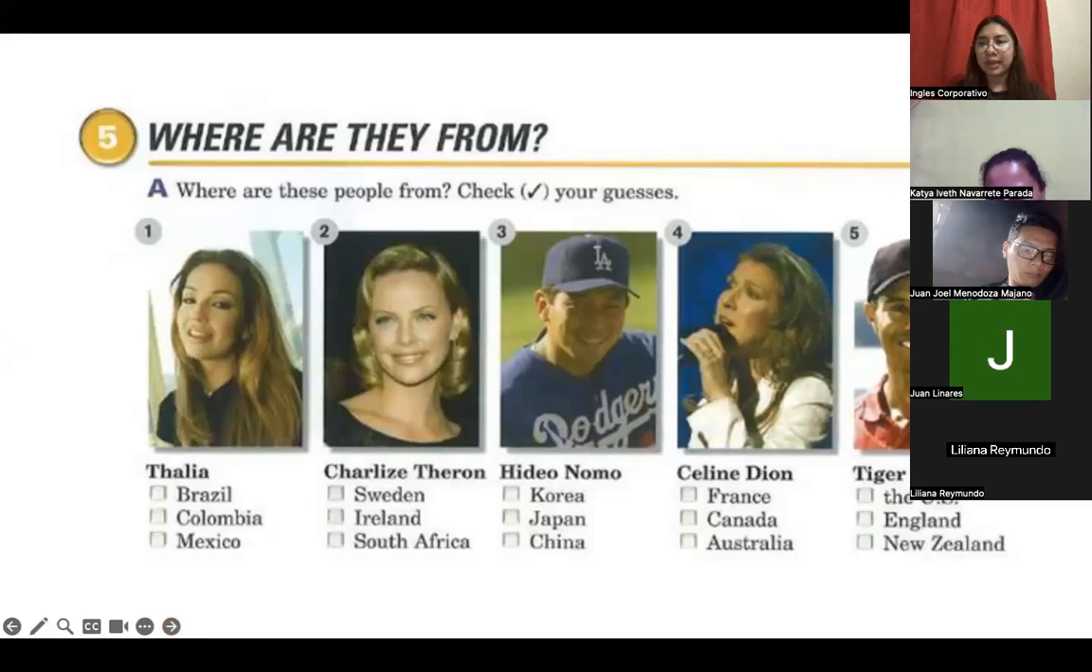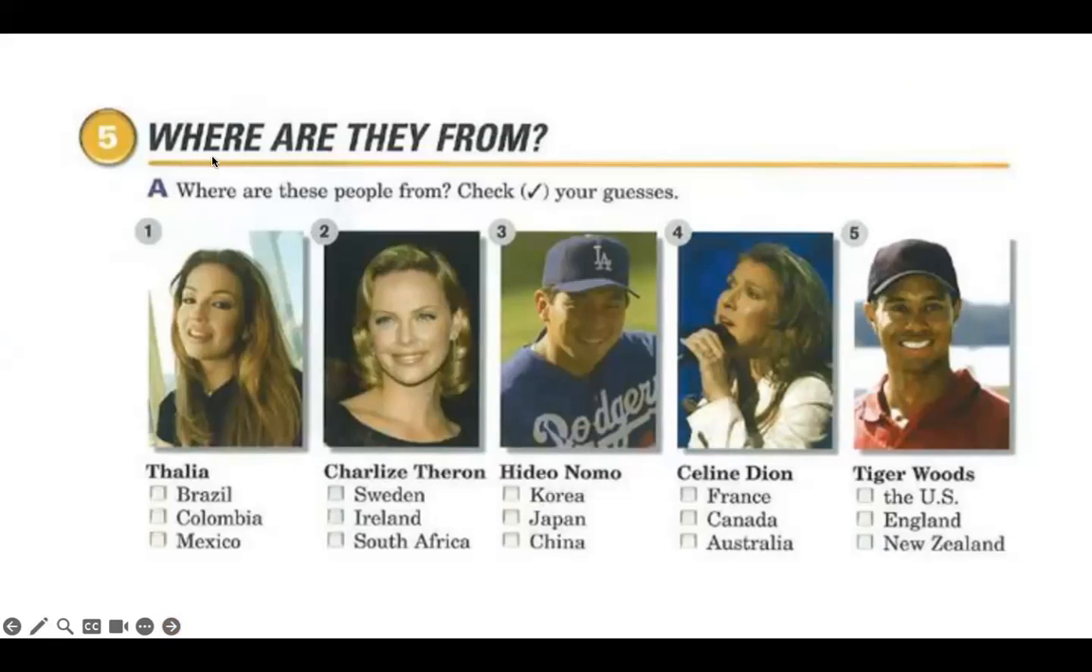Acá tenemos una pequeña actividad que es siempre para estar acorde al topic de la sección, where are they from? Tenemos, where are these people from? Do you know? Okay, here we have las opciones y acá tenemos el nombre de la celebridad. We are going to check the country where these people, de dónde son estas personas, dónde son estas celebridades. Okay, so we're going to start with the first one. What do you think, guys? Where is she from? Let me check.